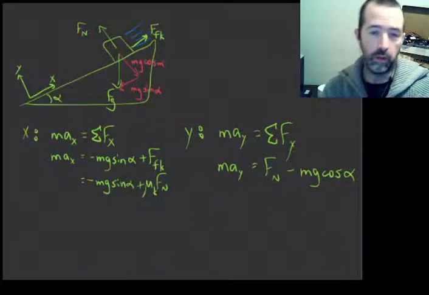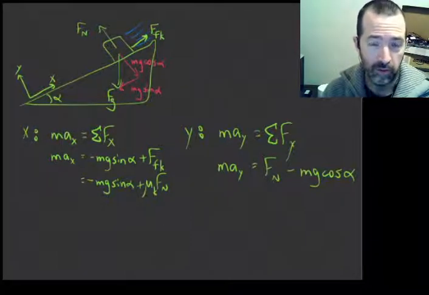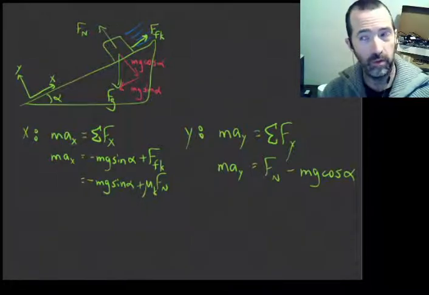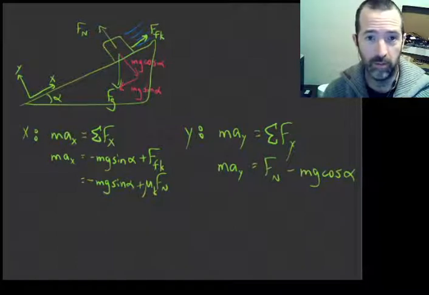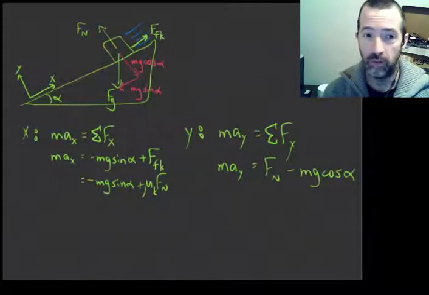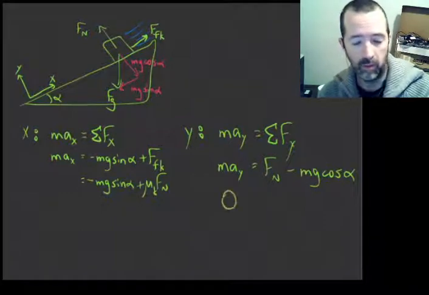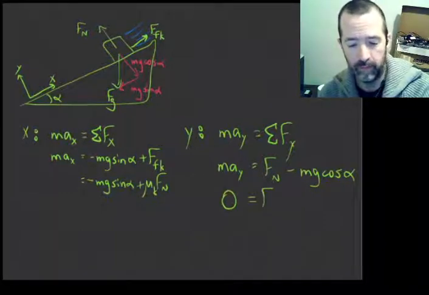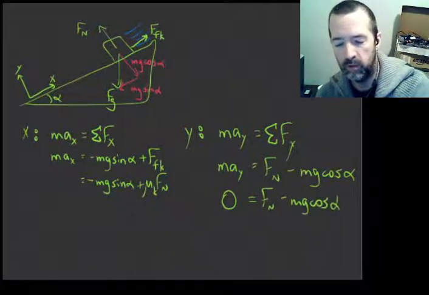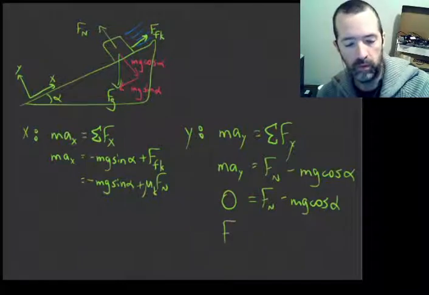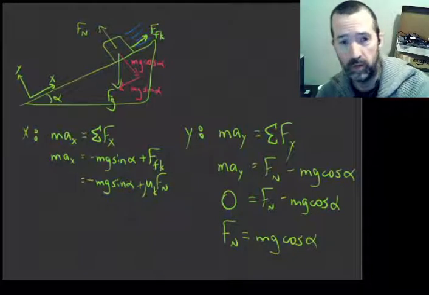And I know that the block does not accelerate in the y direction. Again, this goes back to my choice of reference frames. Because I set up the coordinate system the way I did, I know the acceleration is only in the x direction. So the left-hand side is equal to 0. 0 equals Fn minus mg cos alpha. Therefore, the normal force is equal to mg cos alpha.